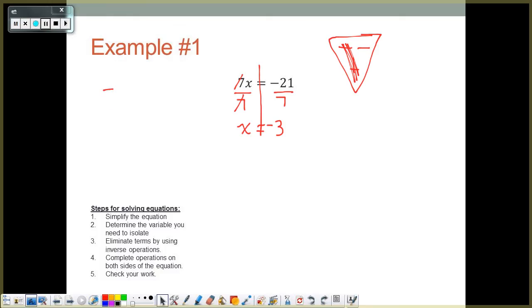Again, my last step, one of the most important, I want to check it. 7 times negative 3 equals negative 21. 7 times 3 is 21. A positive times a negative is a negative. Negative 21 equals negative 21. So that goes ahead and checks out. So I know I solved it correctly at this point.